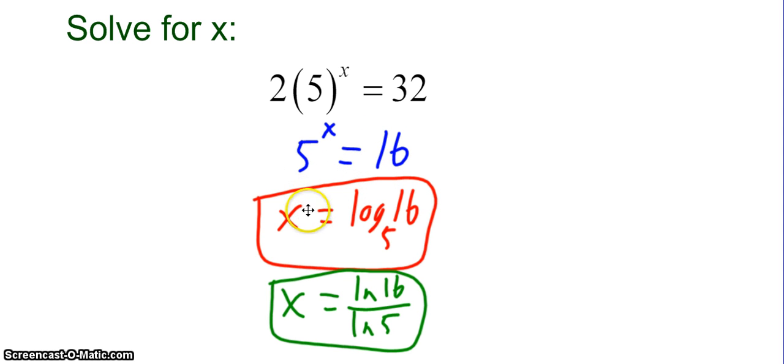Now I chose to convert this to a log equation. You could have taken the natural log of both sides, log base 10 of both sides, log base 5 of both sides. Any of those methods would work. So I end up with x equals log base 5 of 16. So that's correct, or I can say x equals natural log of 16 over natural log of 5, or log of 16 over log of 5, or type that into my calculator and get a decimal equivalent.